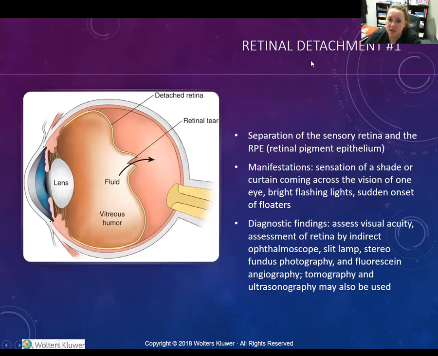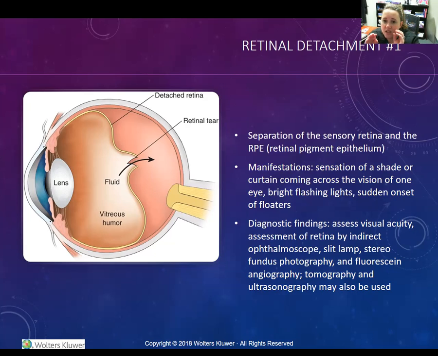So retinal detachment, we have the separation of the sensory retina and the RPE. Manifestations are that sensation of a shade or a curtain coming across their vision. So it starts outside, because remember, our macula is our central vision, so they're usually going to lose that peripheral vision first, depending on where the retina is detached, and then they say it's like a shade or a curtain drawing. So they're going to lose that first, and then usually narrow in on their central vision.